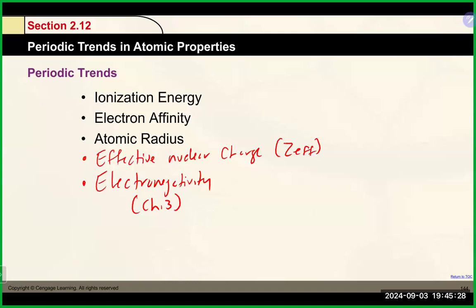Let's actually start with effective nuclear charge, I think, is where I want to start. So let's talk about Z effective, which is, again, our effective nuclear charge. Let's take a simple example to illustrate what it is talking about. Let's say we had lithium, and lithium here has an electron configuration 1s2, 2s1. It has 3 total electrons.